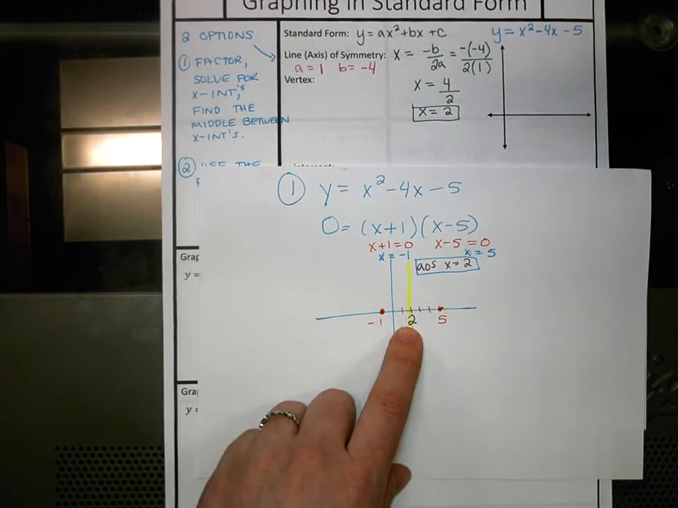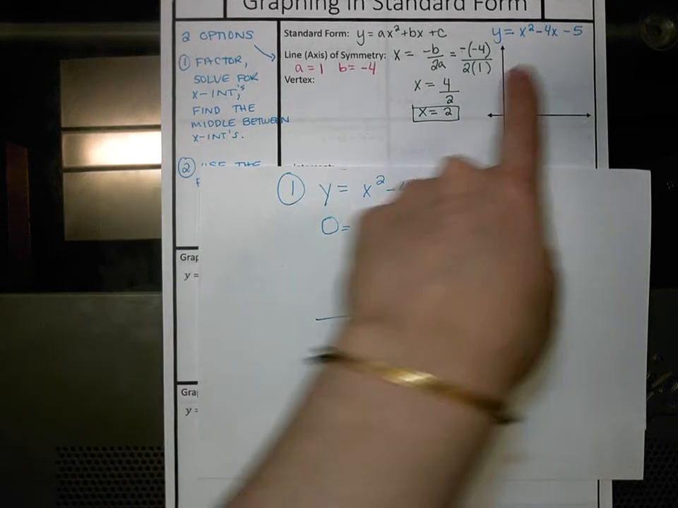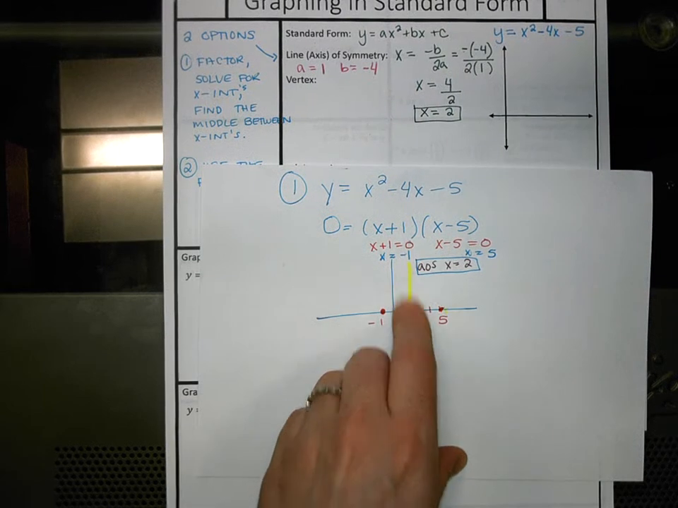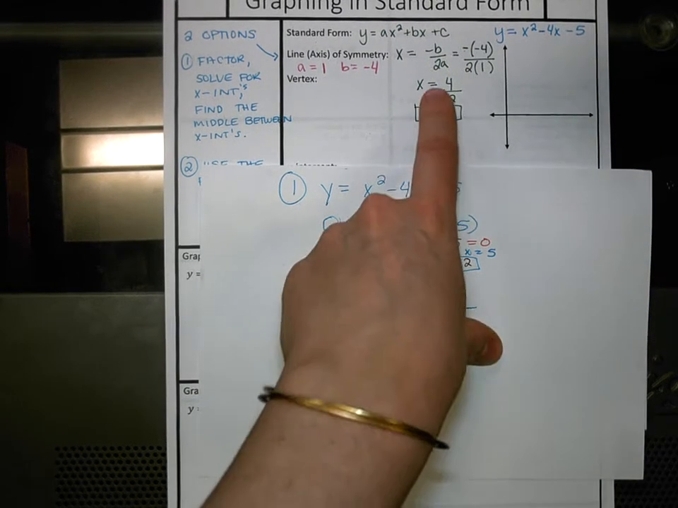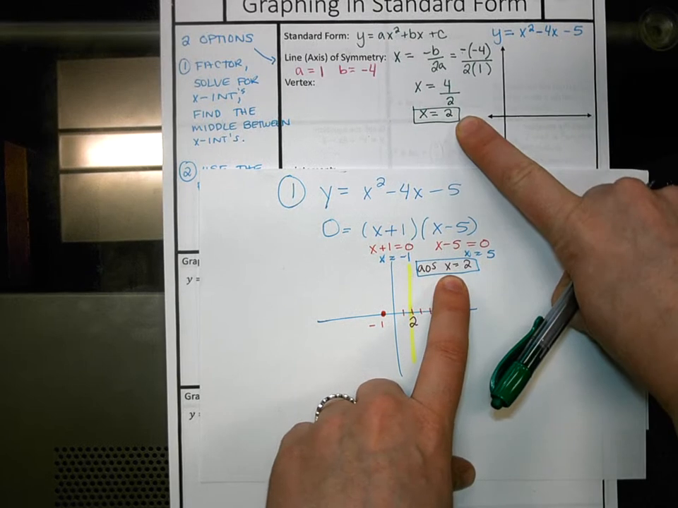Remember when we found each of our x-intercepts and then found the middle between those? Our x value was still equal to 2. So I'm showing you right now that you could factor this and find the middle, or you could use this formula and you would get the same answer. In both cases, I got x equals 2.